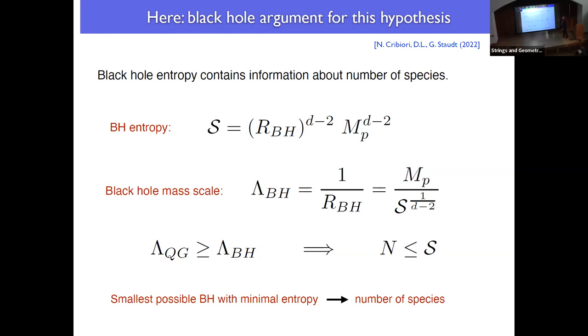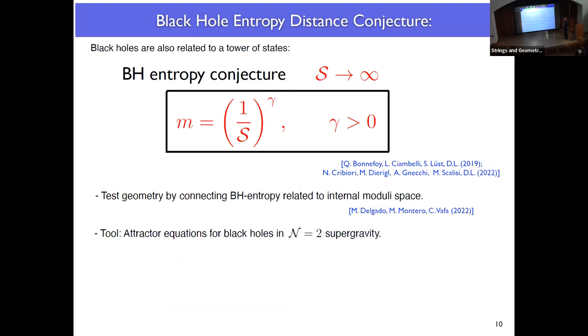So the way now to derive the number of species is basically to look at some kind of smallest possible black holes with the minimal possible entropy. And this will then determine the number of species in the effective theory. And this is basically the black hole argument, which we are going to use.